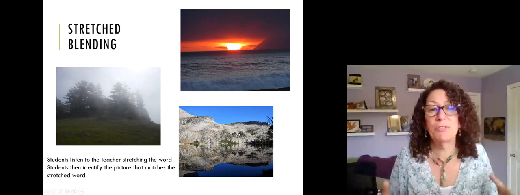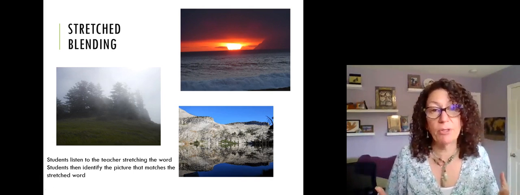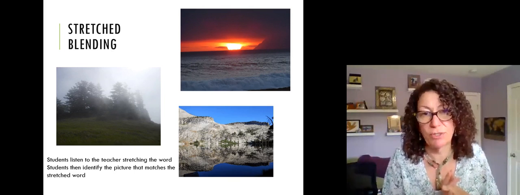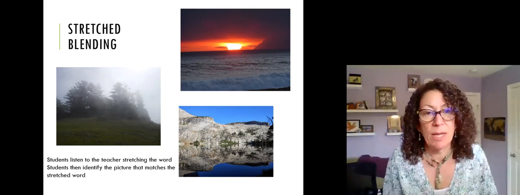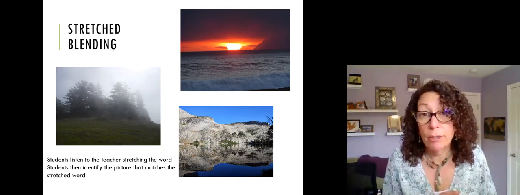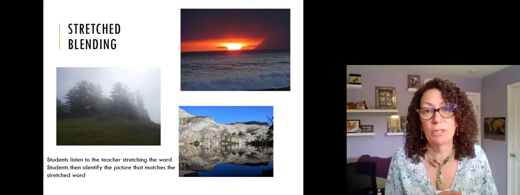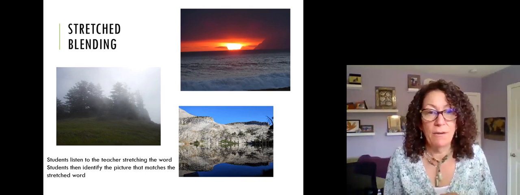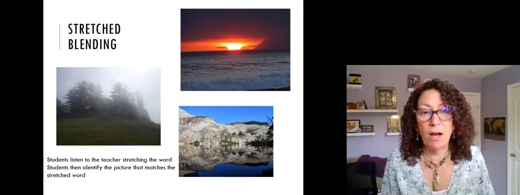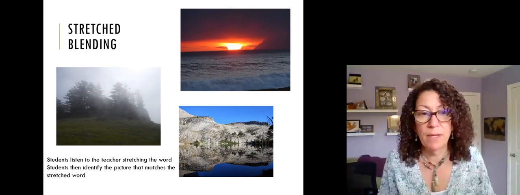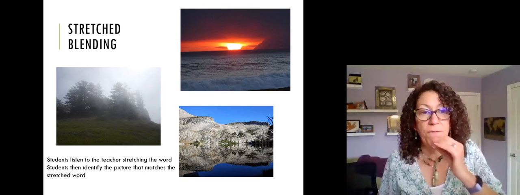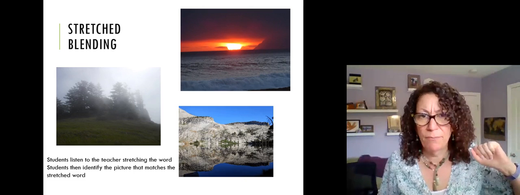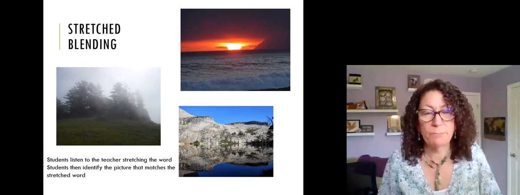And so again, a bunch of different vocabulary that you can be working on with your students while you're also working on blending. So once you've introduced those photos to your kids, then you can tell them, I'm gonna stretch a word, and I want you to point to the picture that I just said. So if I say fog, listen to me again. Fog. Which picture is that? And then the children can point.